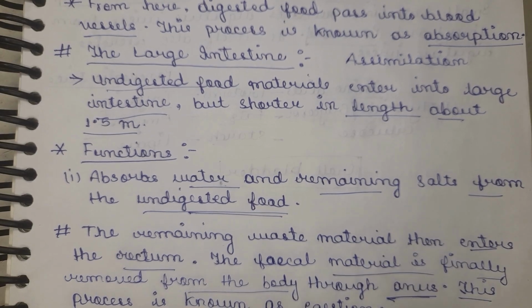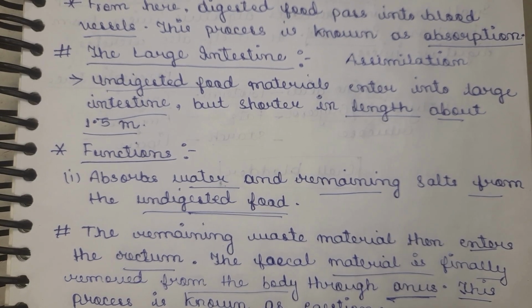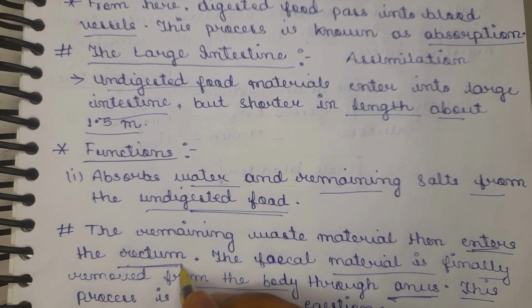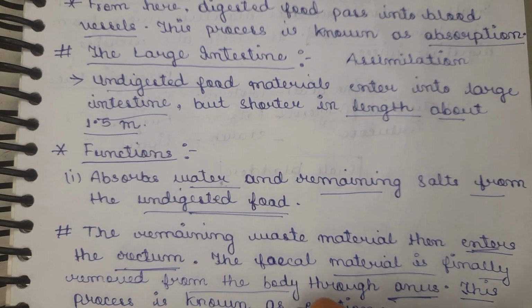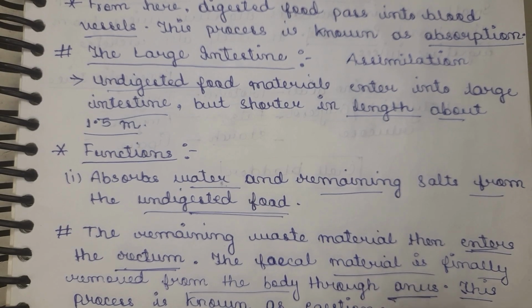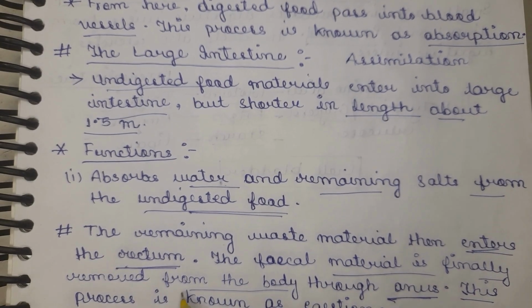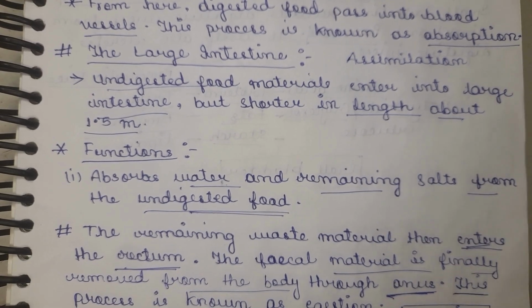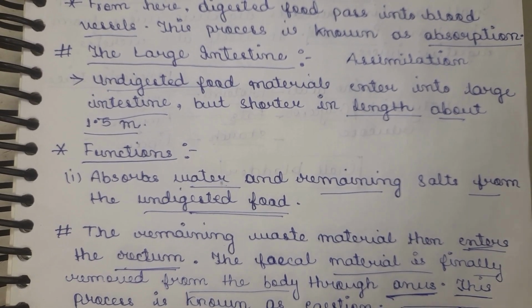The remaining food materials or waste materials then enter into the rectum, and are stored there in the form of semi-solid feces. That is, the fecal material is finally removed from the body through our anus. That is the last point, and this process is known by the term egestion.